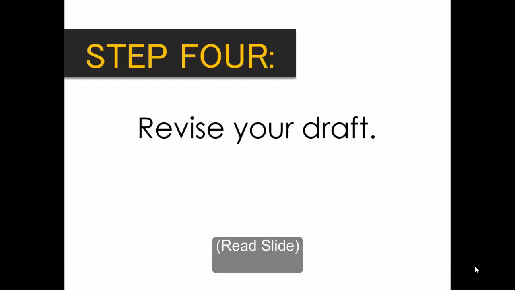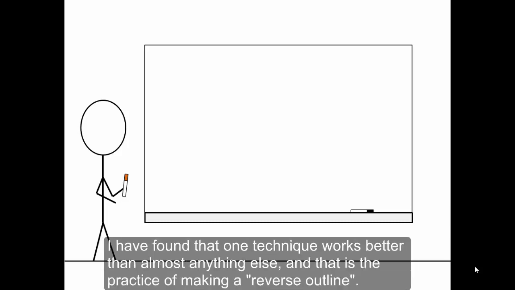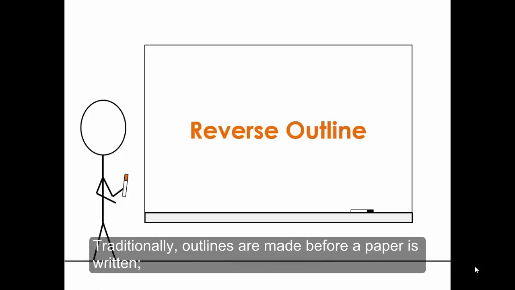Step 4. Revise your draft. Although many techniques can help you focus on revising rather than editing, I have found that one technique works better than almost anything else, and that is the practice of making a reverse outline. Traditionally, outlines are made before a paper is written.